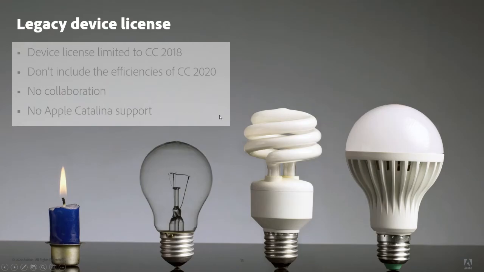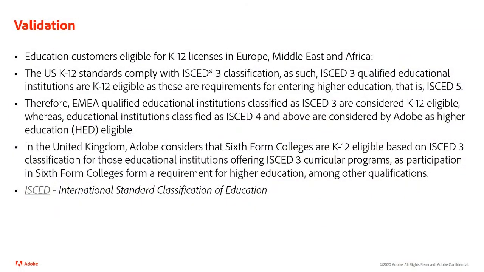Okay. Now, this is a very wordy slide, and I'm fully aware of that, but I'll hopefully try and make some points of clarification. Adobe have two licensing models in terms of price points. We have what Adobe call the Adobe K-12 licenses and Adobe Higher Education licenses. In August, we clarified this point to help specifically around the UK and making sure that sixth form colleges are clearly stated as eligible based on ISCED level 3 classifications.